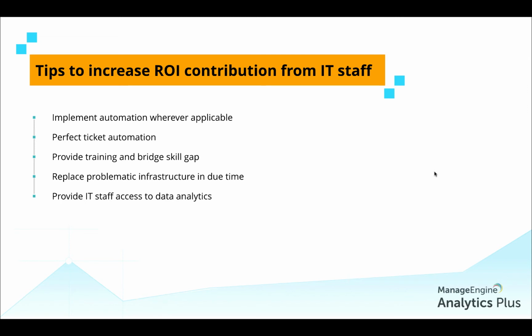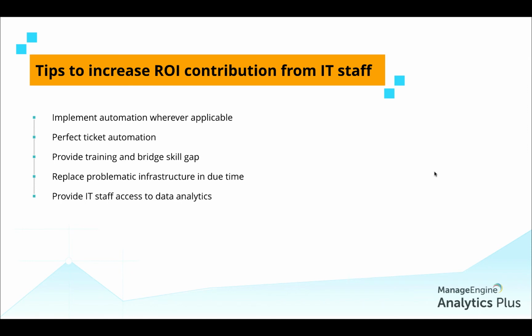Next, review ticket automation rules periodically and ensure that tickets are assigned to the right technicians automatically. Usually, tickets are assigned based on technician availability rather than taking into account the current workload. This results in tickets getting bounced around from one technician to another, resulting in a wastage of time.